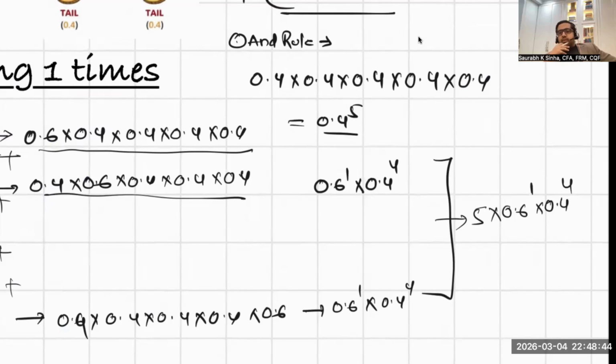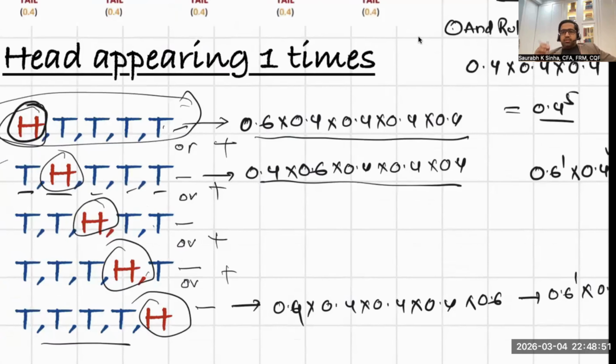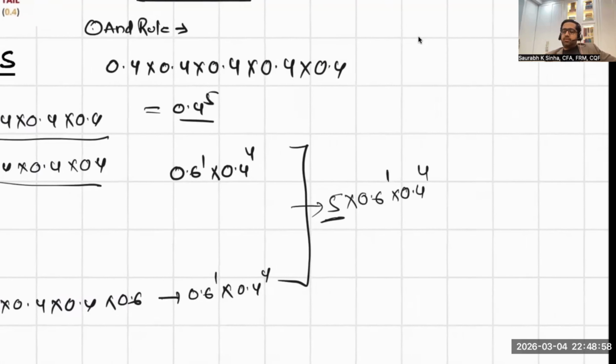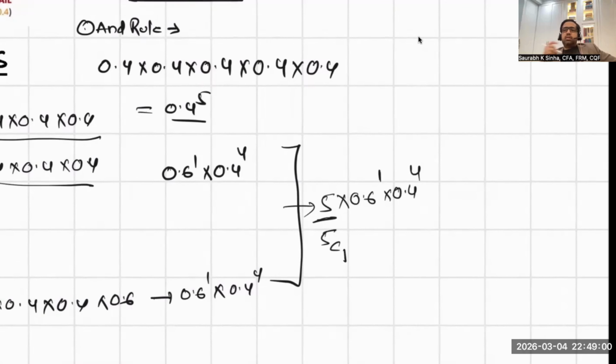Now I'm introducing a formula for you. What are you doing actually? How did you get this 5? You got the 5 by writing all the possible combinations. But in mathematics, you already have a formula for that. That is 5C1. 5 is the total number of trials. 1 is your interested success, which is only one head. 5C1. You will get the number 5.